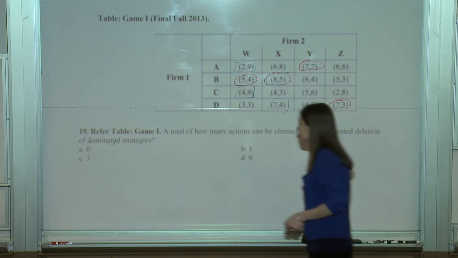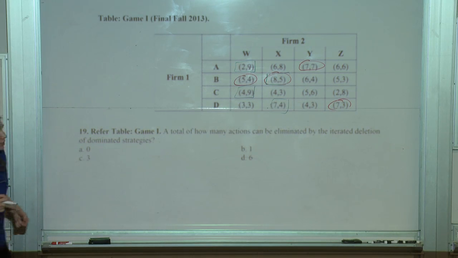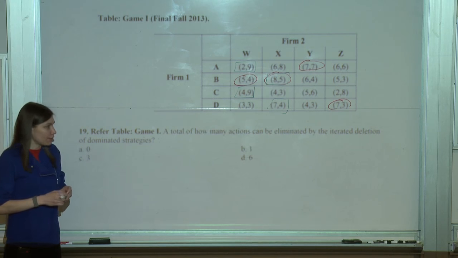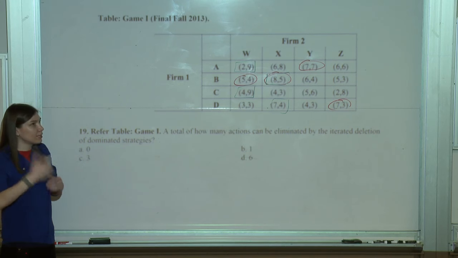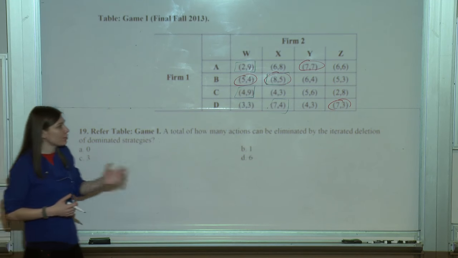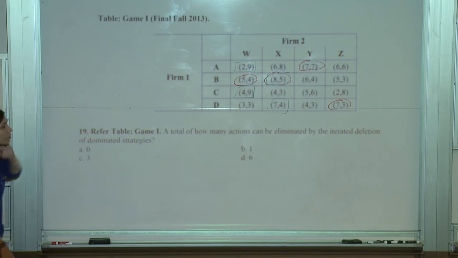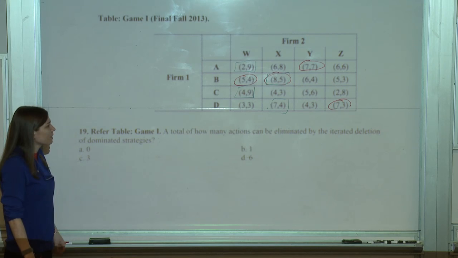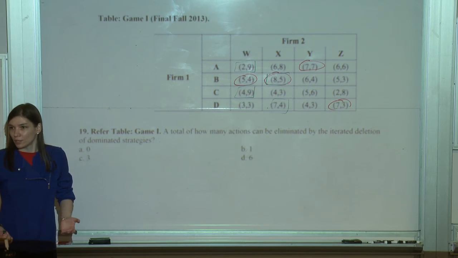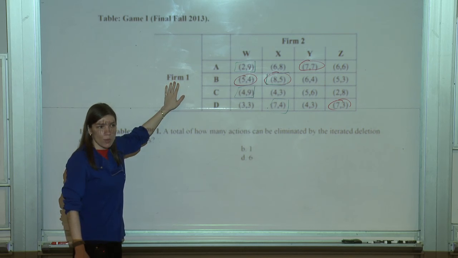All right, same problem. And the question is a total of how many actions can be eliminated by the iterated deletion of dominated strategies. So basically, if I keep eliminating strategies that are dominated, how many of them can I eliminate? Since we already solved for the Nash, we would start by seeing whether any strategies can be eliminated because they would not be chosen. So for firm 1, is there a strategy that they would never choose, no matter what?